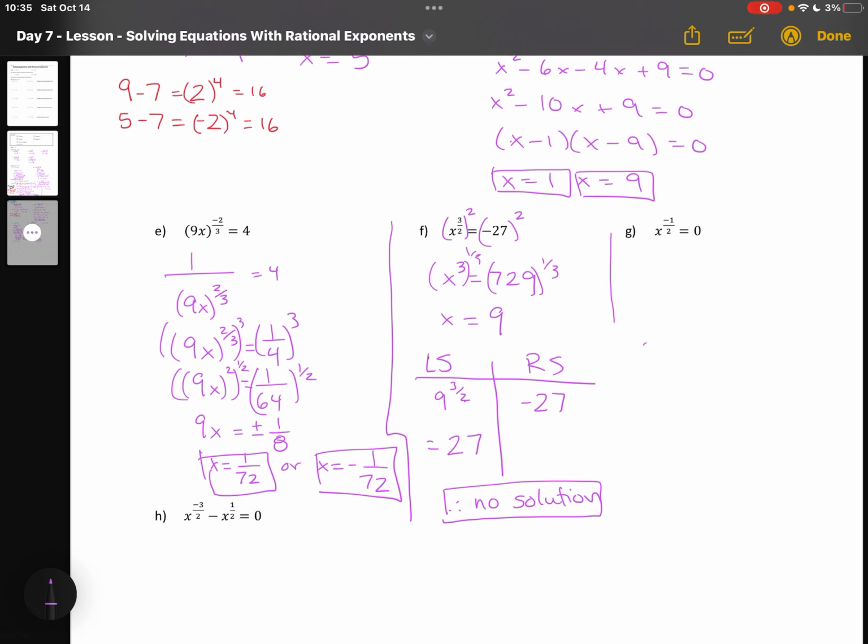Okay, G is a similar situation, but we're looking at it right away. There is no value there that I can put in for x that's going to give me a solution. So there is no solution because there's nothing I can raise to the exponent 0 that is going to give me a possible value.